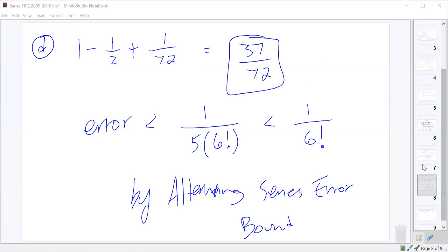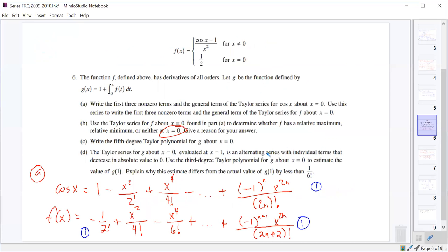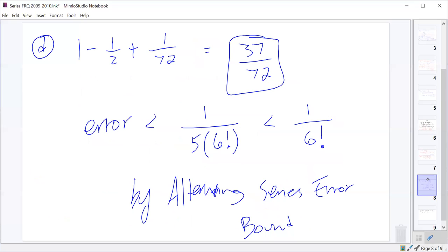Yeah, so they stated in here that it's an alternating series. They said that the terms decrease in absolute value and that they decrease to 0. So there's 3 criteria to use the alternating series error bound. 1, has to be alternating. 2, terms have to be decreasing in absolute value. And 3, the limit as n approaches infinity of the nth term has to be 0. So in their statement here, they've met all 3 of those criteria, which tells us you can use the alternating series error bound to say that the error by truncating it after 3 terms is always going to be less than the 4th term.